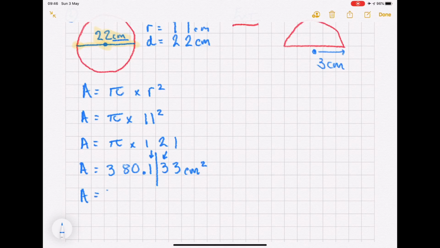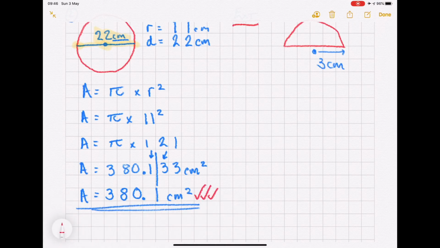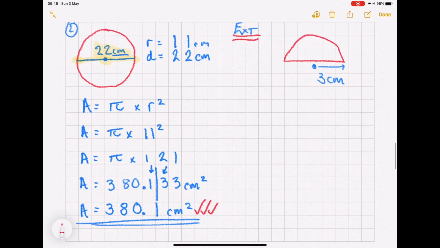Area equals 380.1 centimetres squared. That's your final answer. If you got that, fantastic. Give yourself some ticks. Well done.